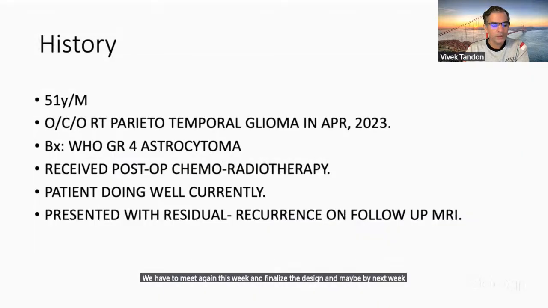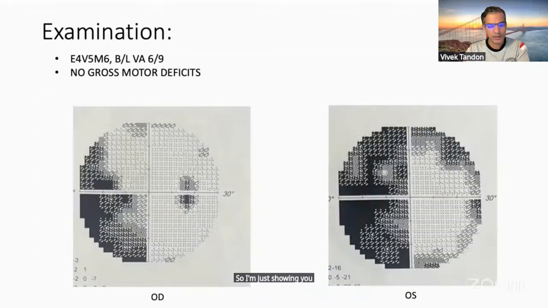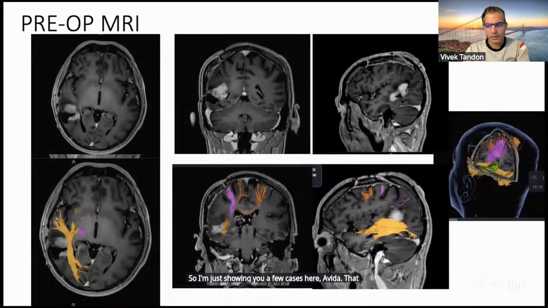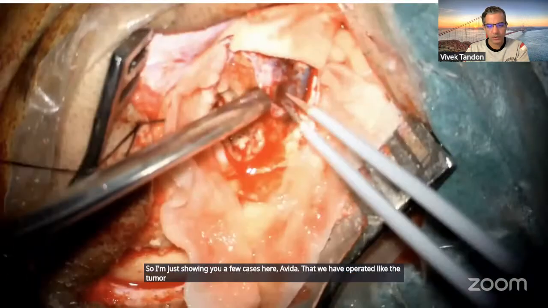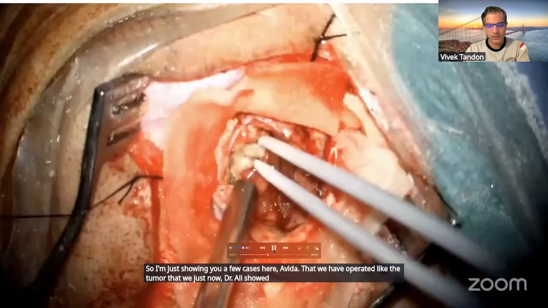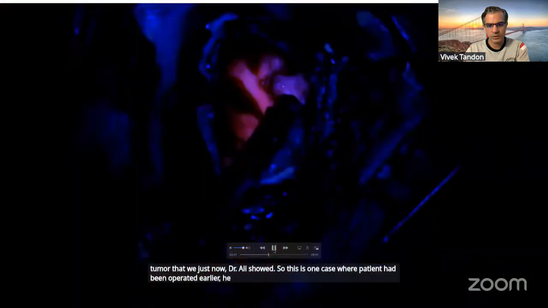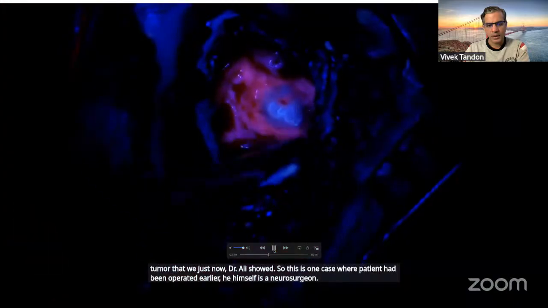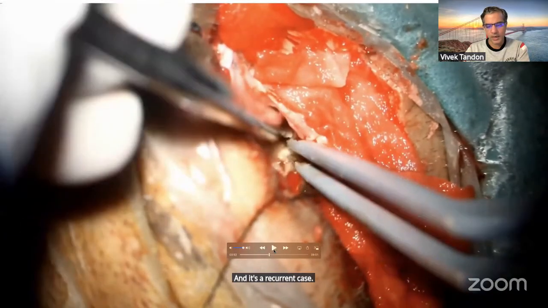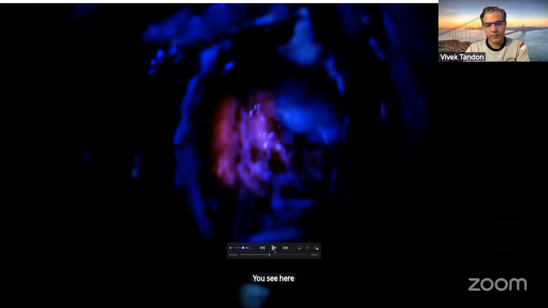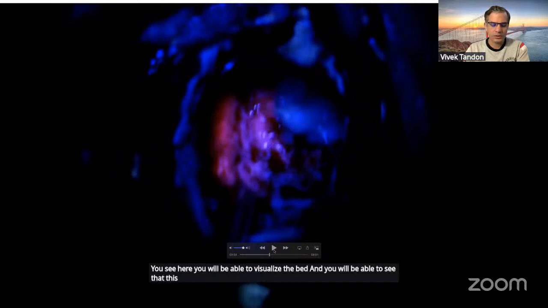So I'm just showing you a few cases here, Abida, that we have operated, like the tumor that Dr. Ali just now showed. So this is one case where the patient had been operated earlier. He himself is a neurosurgeon, and it's a recurrent case. And why I'm showing you this is that the visualization, even in recurrent tumors, is very good. You see here, you will be able to visualize the bed, and you will be able to see that this part is tumorous in origin, and you can again excise it completely.